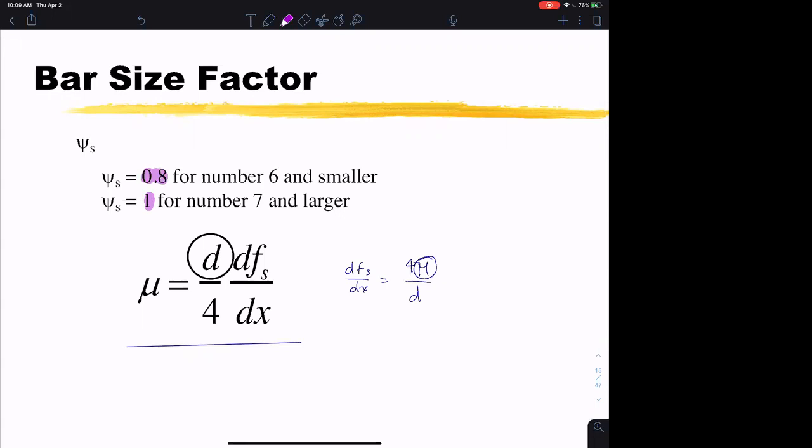So remember, it's harder to grip a bigger diameter rope, right? And so it's worse. So for number 7 and larger, you just use the equation with a 1, but for number 6 and smaller, the development length is 20% less, 0.8.